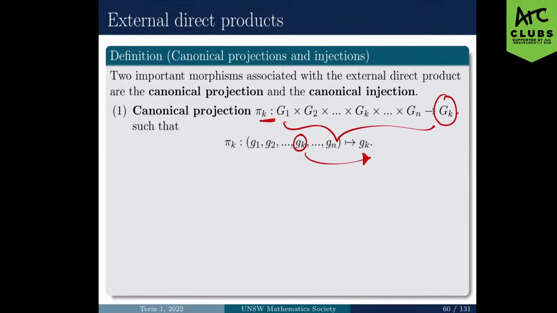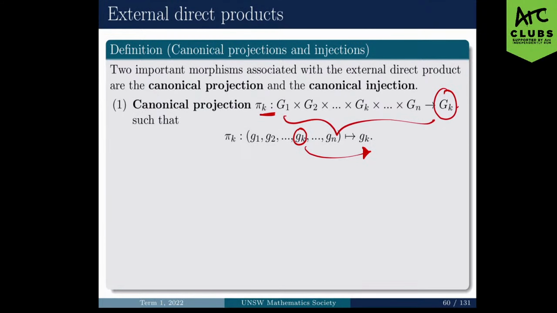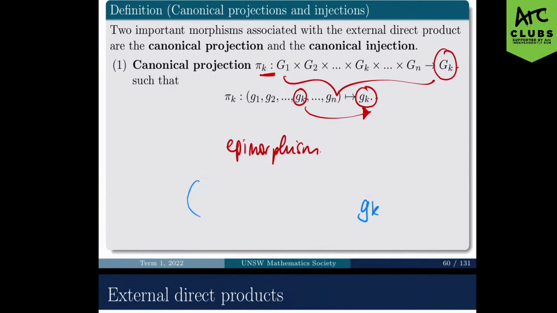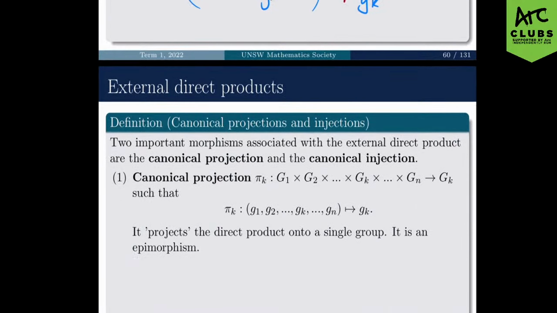Right, and when you think about it, James walked us through the two big names that we use to associate with morphisms. This is actually an epimorphism because it's surjective. We can get any element of Gk because, if you want a certain element of Gk, then you can do whatever you want over here, as long as you have Gk in the relevant coordinate, that will definitely map to Gk. And that's why it's an epimorphism, because it's surjective.